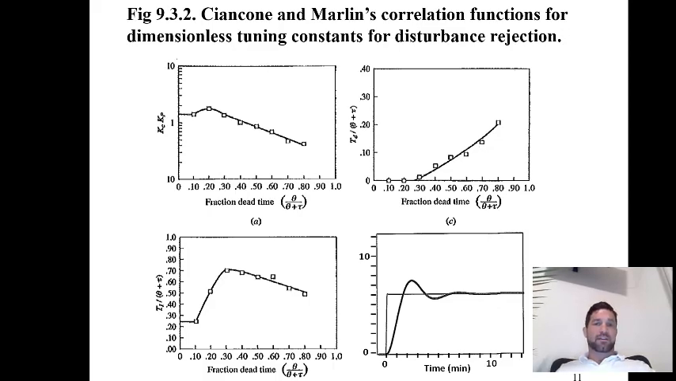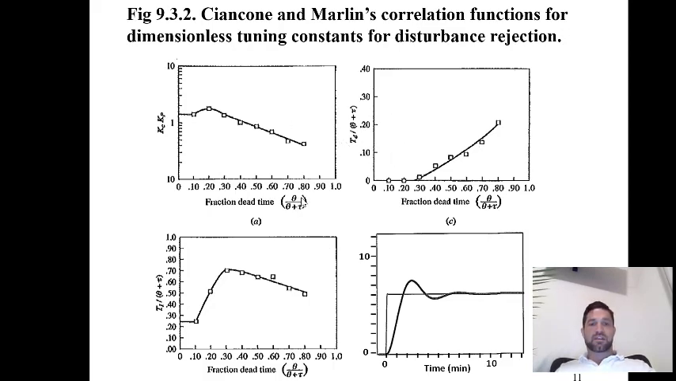Okay, so the following plots come from Riggs' textbook, figure 9.3.2, and that figure shows correlation functions for either disturbance rejection or set point tracking. So these figures right here, figures A, B, and C, show the correlations to calculate Kc, which is shown on the left axis right here, to calculate tau I, which is shown on the left axis right here, and to calculate tau D. Okay, so these are correlations.